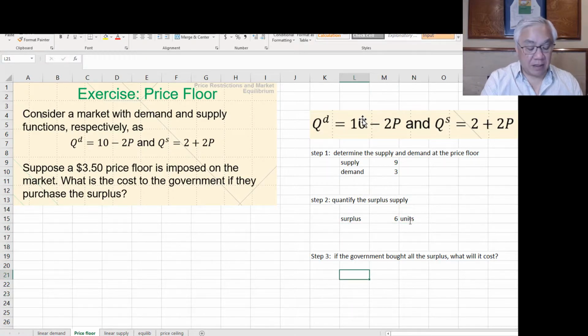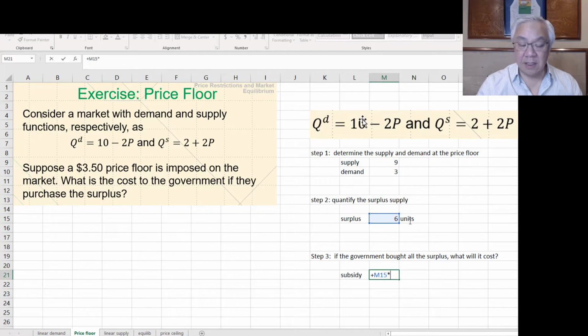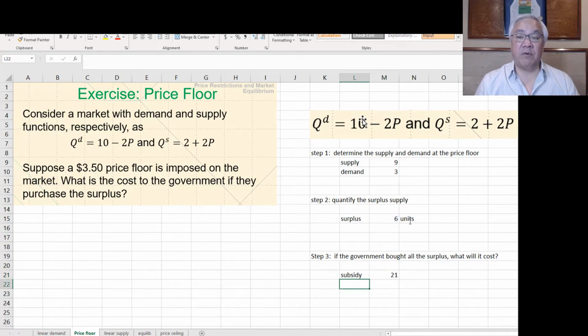So the government bought all of it. The subsidy would equal 6 units times the price of 3.5. So the government would end up paying $21 or whatever the unit would be in order to support this agricultural policy.